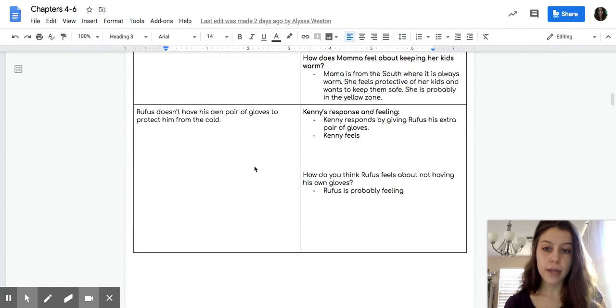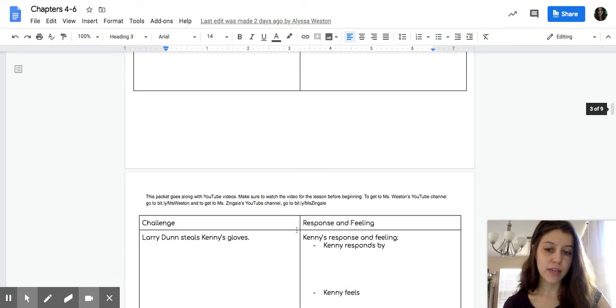So we want you to practice with this situation. Rufus doesn't have his own pair of gloves to protect him from the cold. So make sure you're recording how Kenny responds and feels. Part of how Kenny responds is already there for you. You might add on or think of other ideas, but you can think about how he feels and record your idea there. And then how do you think Rufus feels about not having his own gloves? So see if you can develop some empathy or practice having empathy for Rufus by considering how he's feeling.